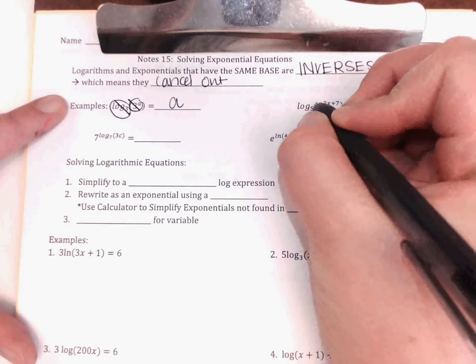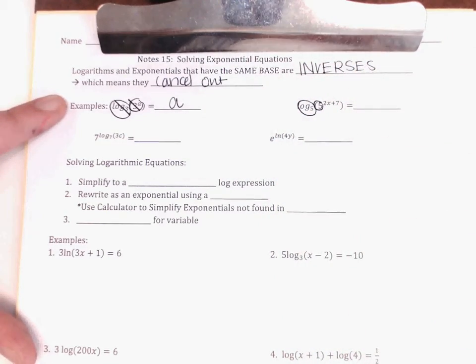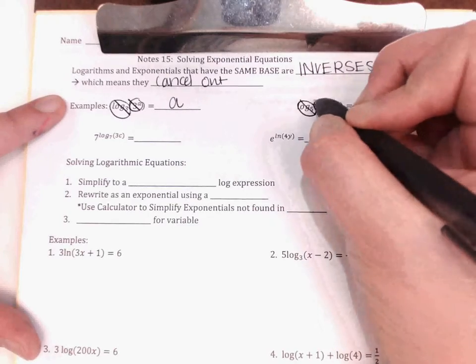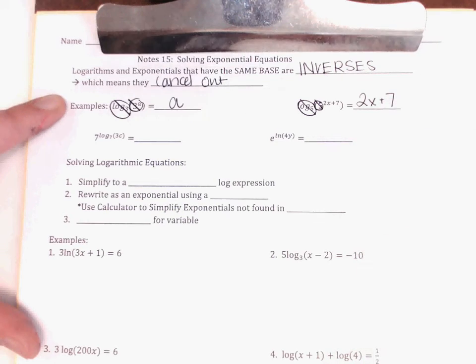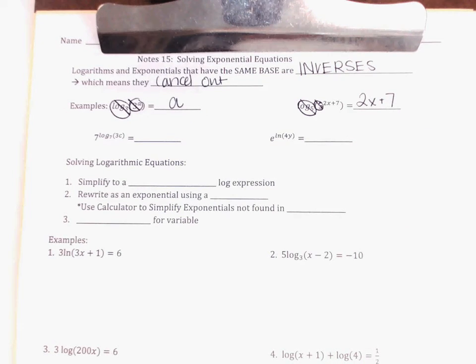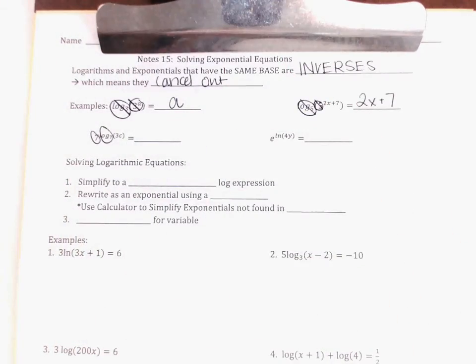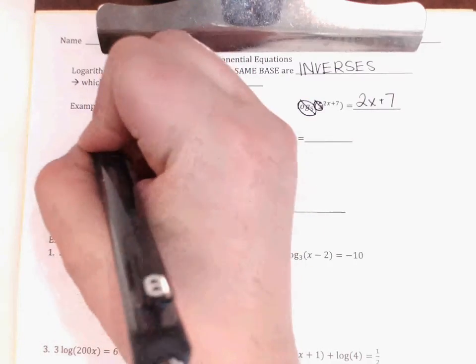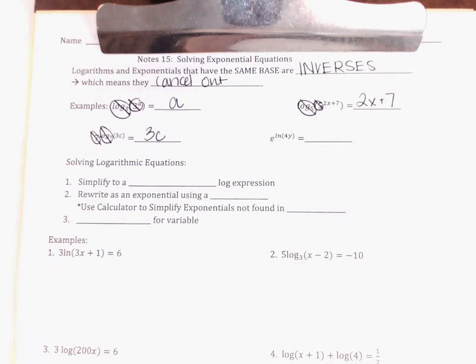I have a log base 5, and then I have a 5 as the base of my exponential. What can happen? Cross them out. 2x plus 7 is going to come down. Okay, next one. I have a 7 as my base. I have a log 7 up top. What happens when you have a 7 and a log 7? They cross out. What's left over? Just the 3c.